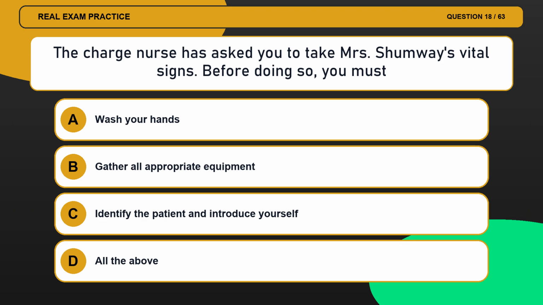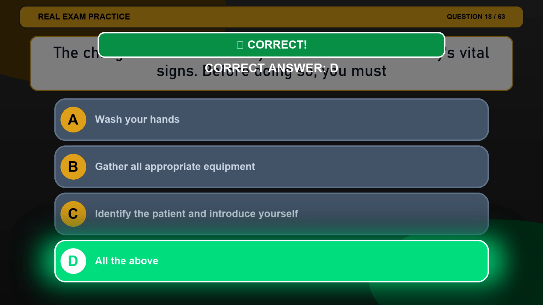Question 18. The charge nurse has asked you to take Mrs. Shumway's vital signs. Before doing so, you must: Option A. Wash your hands. Option B. Gather all appropriate equipment. Option C. Identify the patient and introduce yourself. Option D. All the above. The correct answer is option D. All the above.